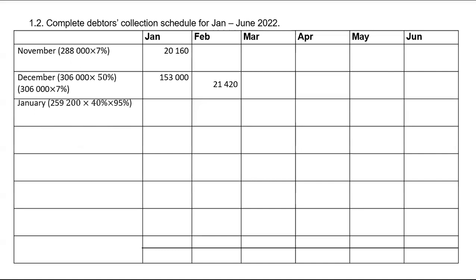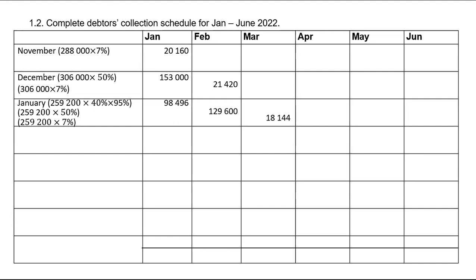40% of 259,200, 95% of 40% will be collected in January, which is 98,496. And 50% of 259,200 will be collected in Feb, and 7% of 259,200 will be collected in March.